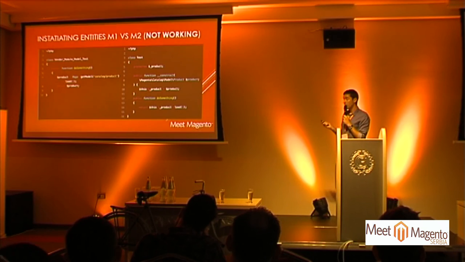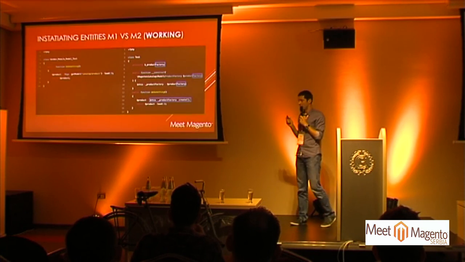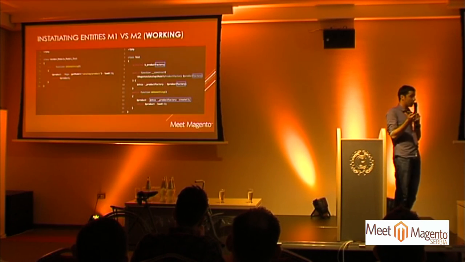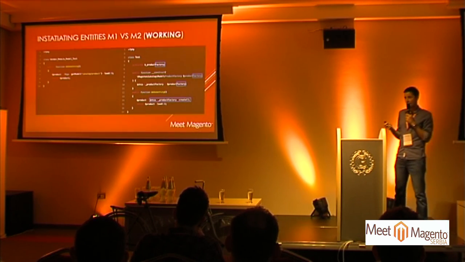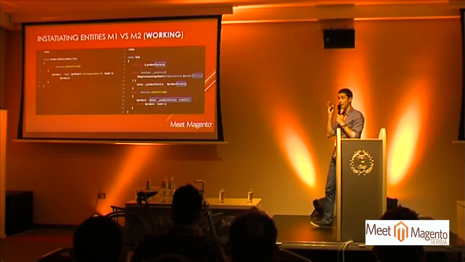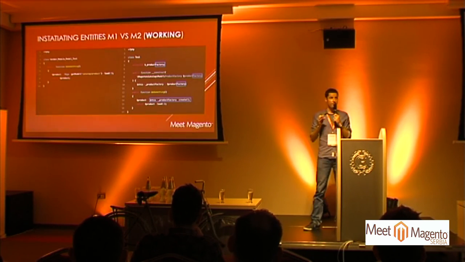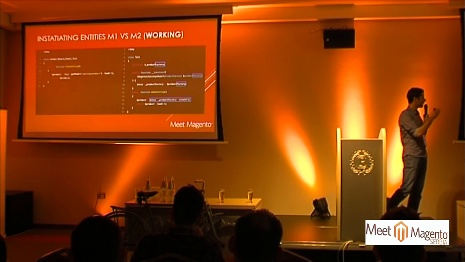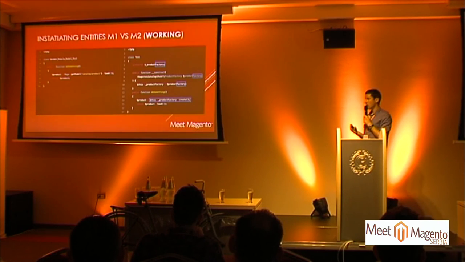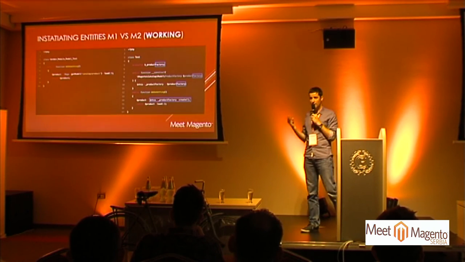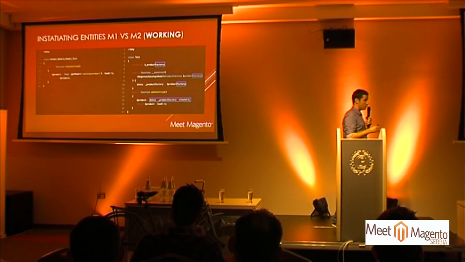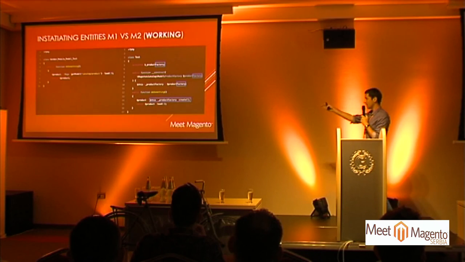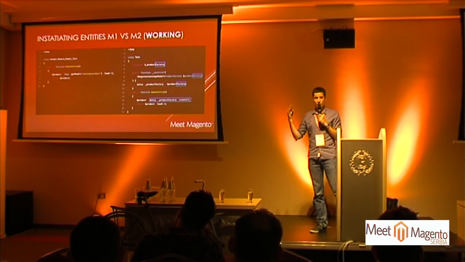So how do we do this? There is a new concept called factory. Factories are basically classes that have the same name as the classes they instantiate, suffixed with the Factory keyword. So rather than requesting Magento Catalog Model Product, we are going to request Magento Catalog Model ProductFactory. And this one will be able to create your model object. It has access to a create method, which basically creates the instance.